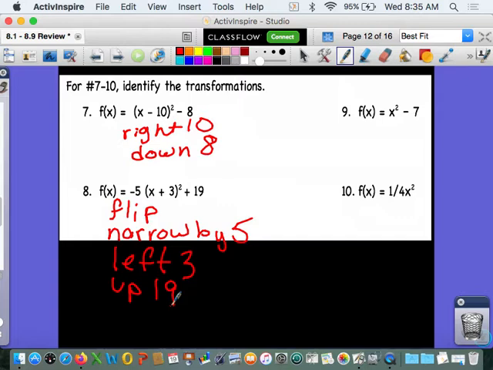Okay. Number 9. Do I have an a value? Nope. Do I have an h value? H. Remember, h is in the parentheses. Is there a set of parentheses here? No, so there's no h value. So that negative 7 is really your what? That's your k. Right? So what's that k telling me to do? Down 7.